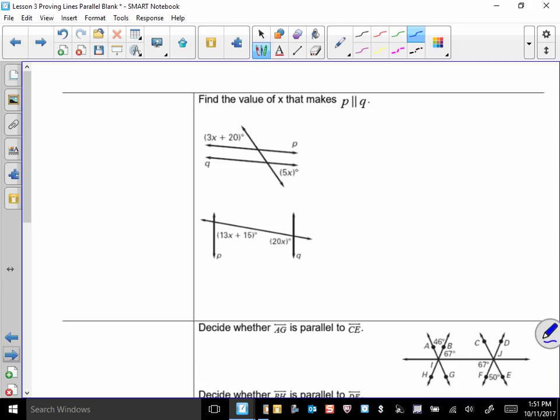Okay, we've got two more practice problems here. Why don't you pause and do these two, come back and check them.